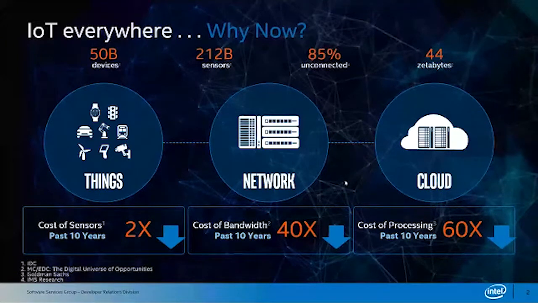We also have economies of scale in terms of sensors, compute, and storage that allow us to build very cost-efficient deployments. One of the key things that folks really don't know about is that 85% of the devices that are out there are not actually connected. That's the data on the slide. And what you find is that the cost of sensors has come down, the cost of bandwidth has come down, and the cost of compute has come down.